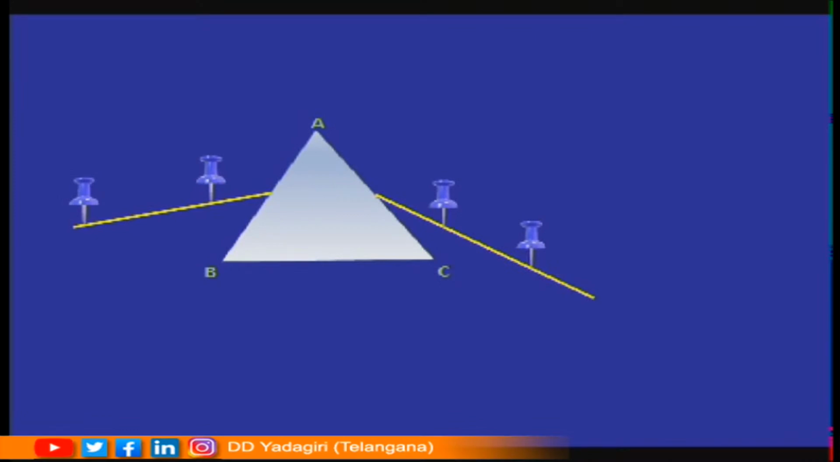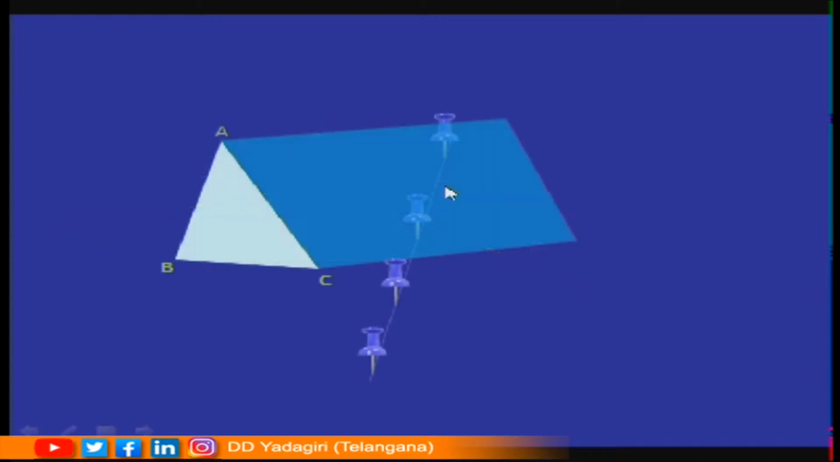But when you see the drawing sheet, the incident ray and the 2 pins, as well as the emergent ray and the 2 pins pinned here. So, when you see through this AC interface, you can observe like this. See children, these two pins are pinned on the incident ray and these two pins are pinned on the emergent ray, but when you see through the prism, they appear like the 4 pins are on the same line. So, like this you have to pin on the emergent ray.